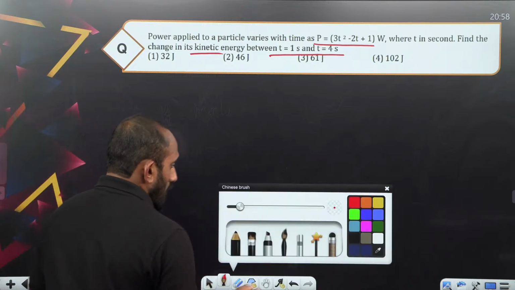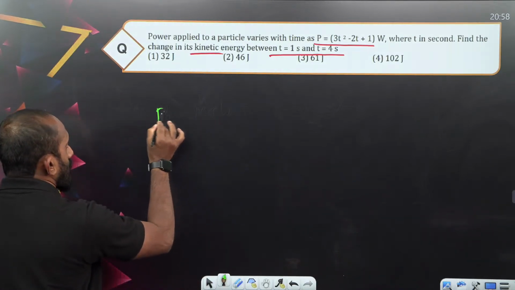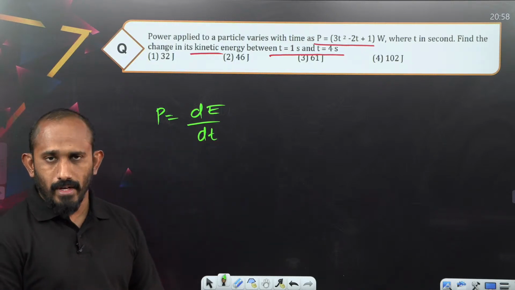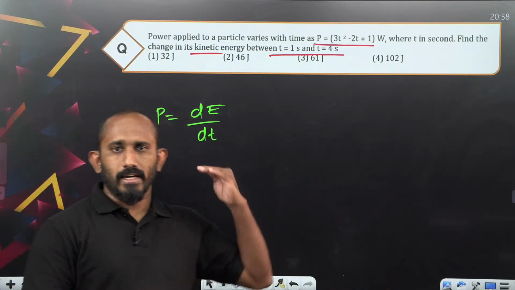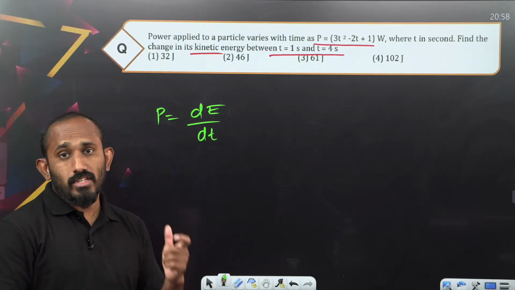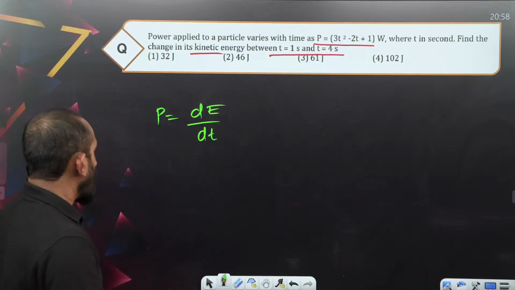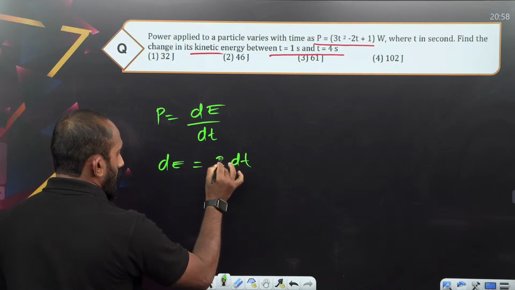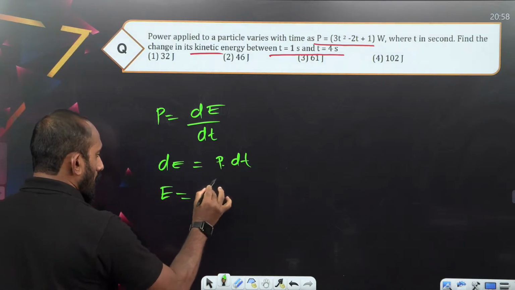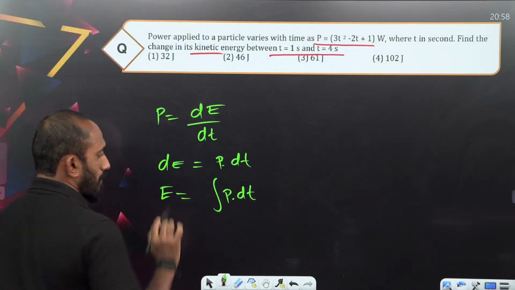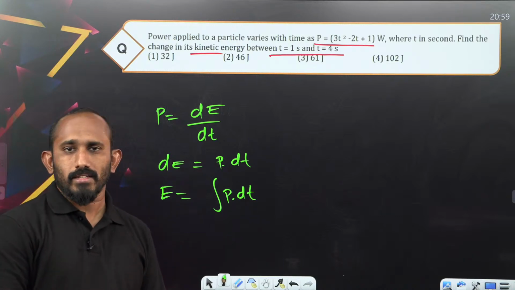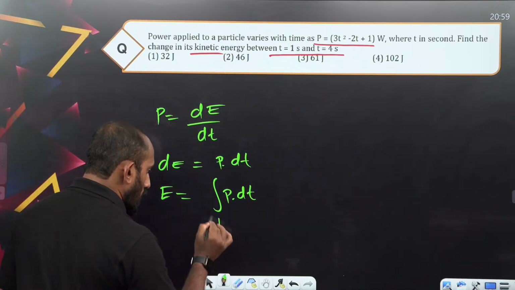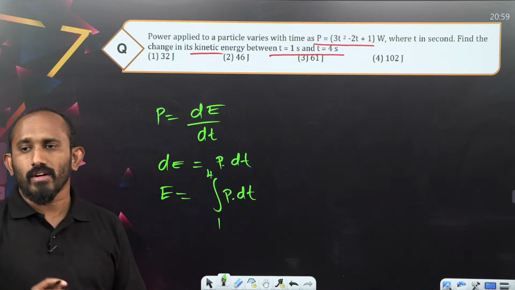You know the power equation for this one. Power P is equal to the rate of change of energy with respect to time, dE by dt. That energy here is kinetic energy. You have to find the change in energy from 1 to 4. If you rearrange this equation, dE will be P into dt, or the total energy will be the integral of P dt. You have to integrate this equation from 1 second to 4 seconds.